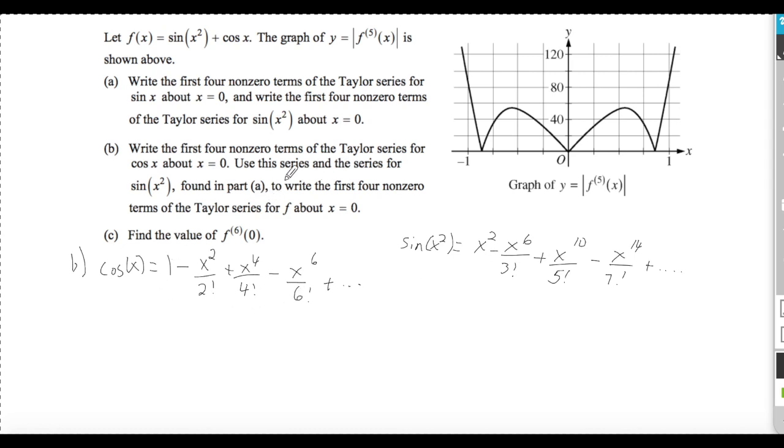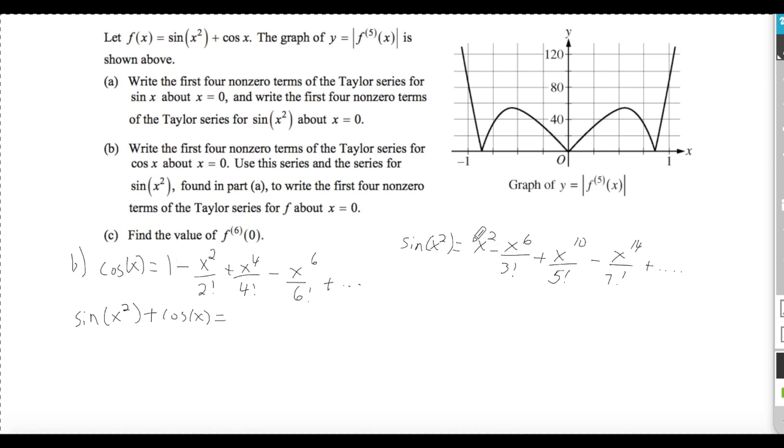All right, it says use this series to write the first four non-zero terms of the Taylor series for f. So here's f up here. We want the first four non-zero terms of the Taylor series for f about x equals 0. Well, look, sine of x squared, I have that. Cosine of x, I have that. I basically just need to add these things together. So if I do that, sine of x squared plus cosine of x will be equal to, I can kind of go term by term.